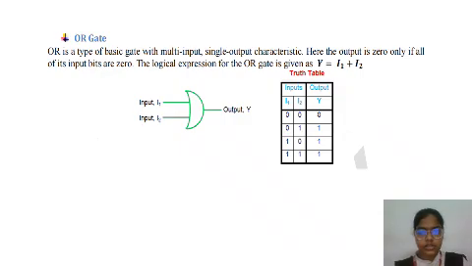In this, the truth table is shown as I1 and I2 given as 0 and 0, and output y is 0. Here input I1 is 0 and I2 is 1, then the output is equal to 1. Next, I1 is 1 and I2 is 0. The output is also 1. And finally, I1 is 1 and I2 is 1. The output is equal to 1. This is the OR gate.